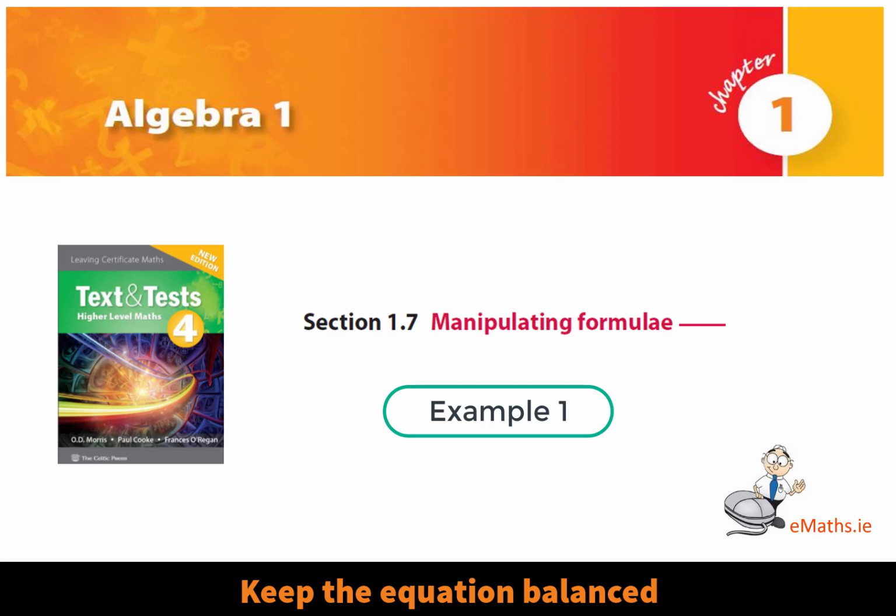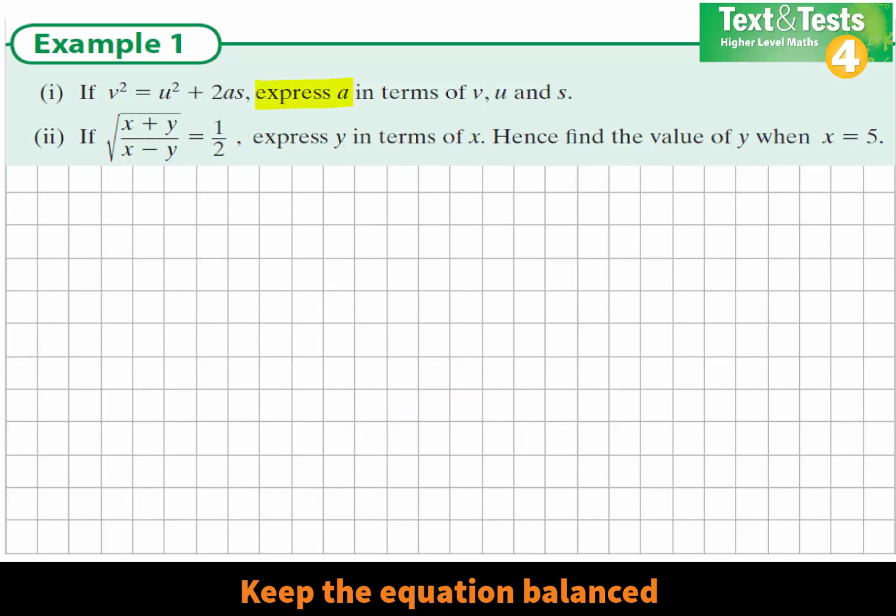Manipulating formulae, example 1. A formula is an equation. The important thing is to keep it balanced by always doing the same thing to both sides. We have v squared is equal to u squared minus 2as. We're asked to make a the subject of the formula.